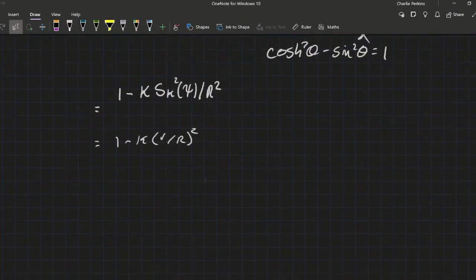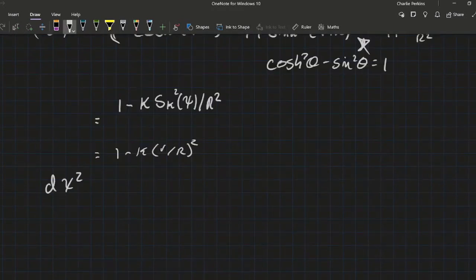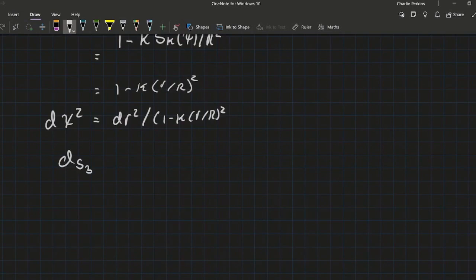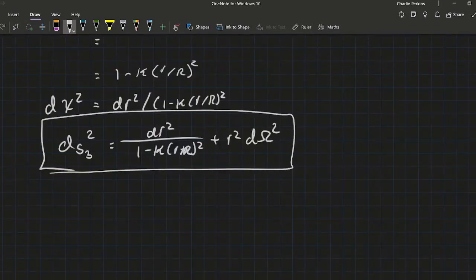We can then substitute this into the equation for the line element that we had earlier, noting briefly that our d chi squared term is dr squared over 1 minus kappa r squared over R squared, meaning that our line element in 3D, ds_3 squared, is equal to dr squared over 1 minus kappa r squared over R squared plus r squared d omega squared. And this is our final answer for the coordinate transformed version of the line element for a generally curved space, either spherical, flat, or hyperbolic, with constant radius of curvature, big R.